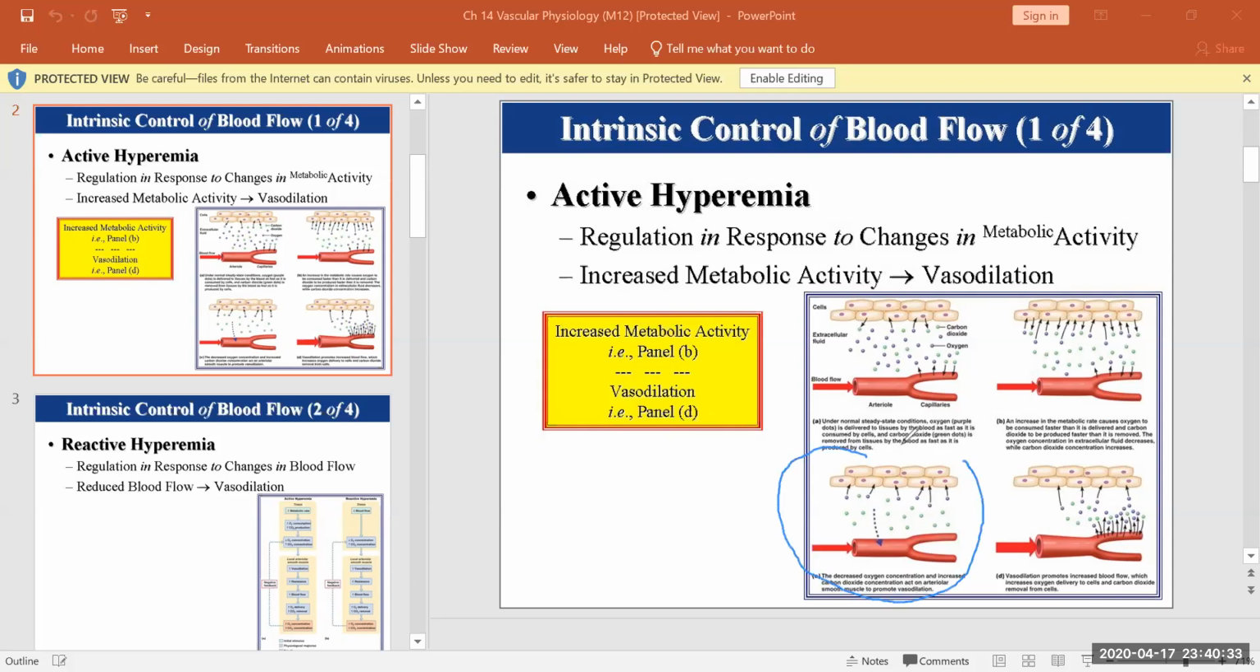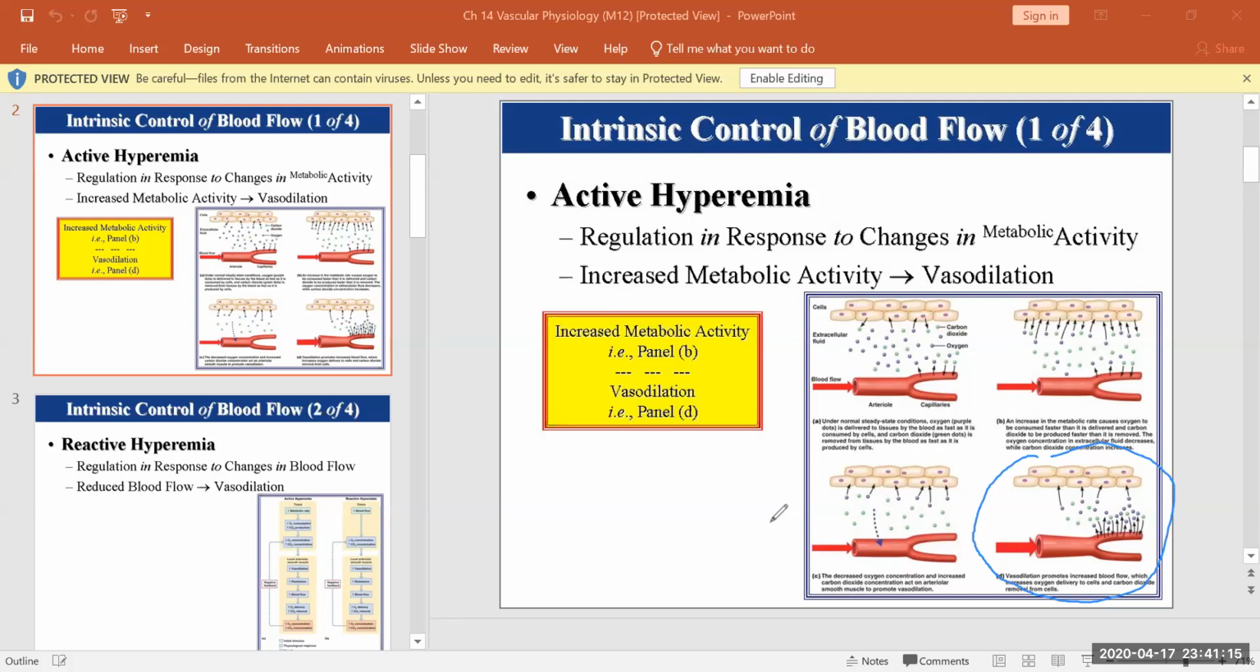So what's going to happen now is the blood vessels will respond, right? The smooth muscle lining the wall of the blood vessel will relax. In other words, the diameter of the blood vessels has been increased. So in other words, the blood vessels become bigger, so there is more room for blood to come in. So now we have an increased blood flow, right?